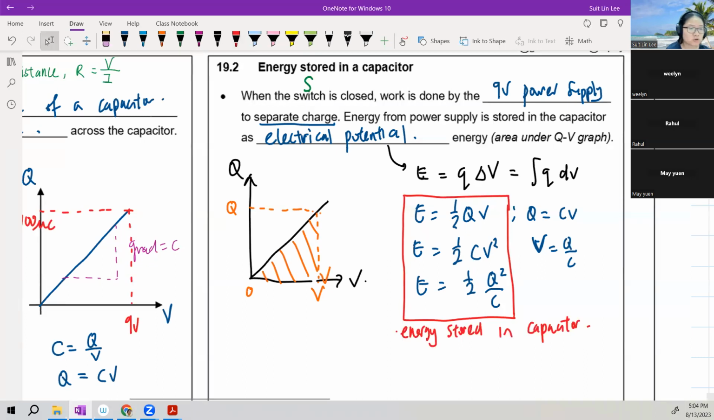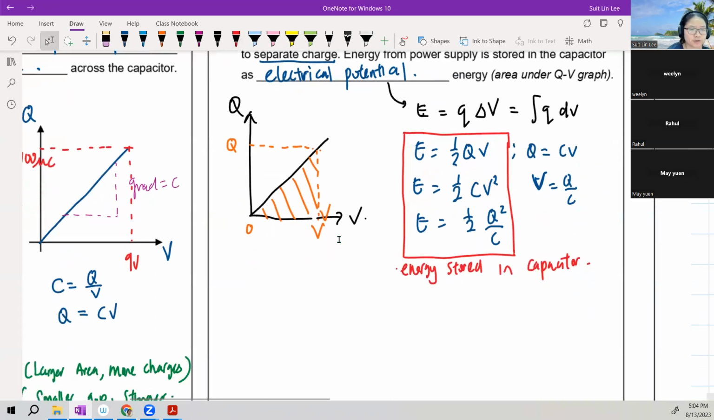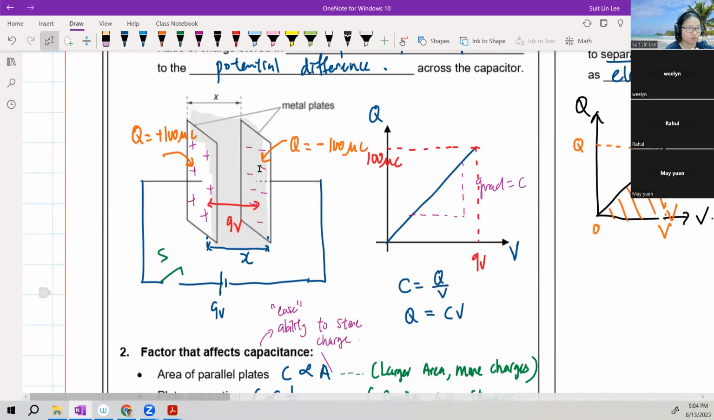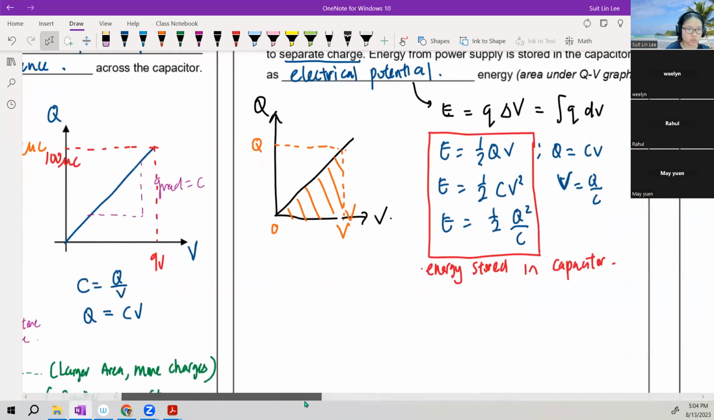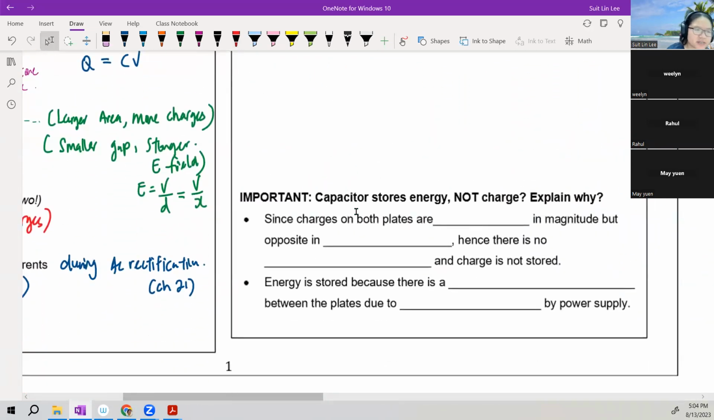Okay. So at the end of the day, what is going on is I place the charges separately as a temporary stopgap. And because the charges are stuck here, they cannot flow back. So whenever we discuss this, we will always say that the capacitor stores energy and not charge. This one, sometimes they will ask you to explain.